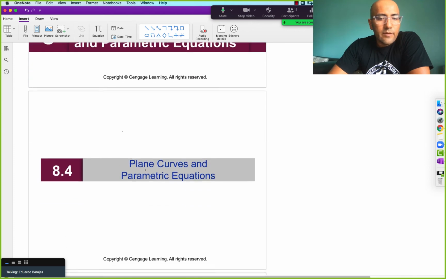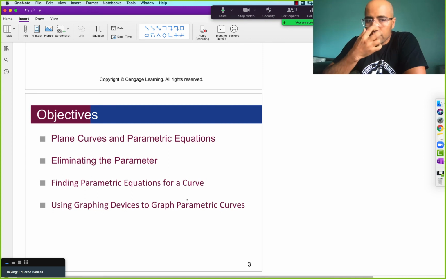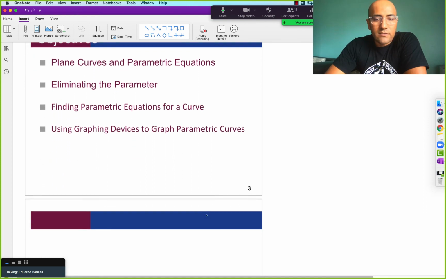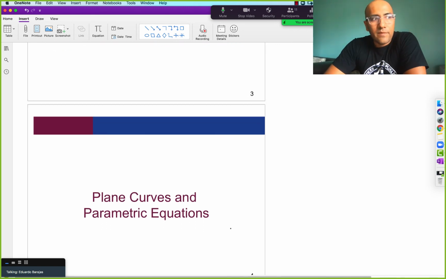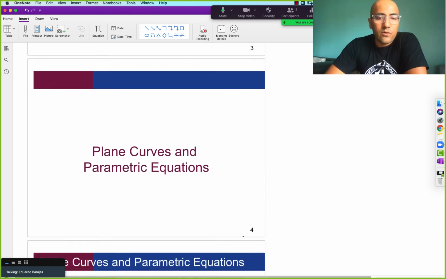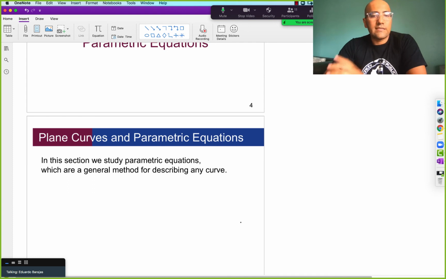Parametric equations. So a basic introduction to parametric equations, just like we did a basic introduction to polar equations. These are parametric ones. Okay, so we're going to look at plane curves and parametric equations. We're going to work on eliminating the parameter, finding parametric equations for a curve, and then using graphing devices to graph some of these guys. Just like before, the easy ones we do by hand, and then they very quickly get complicated, so then we want to use technology to help us graph them, but we want to get a good idea of what's happening. Even if technology takes over, we have a sense of what the technology is doing.